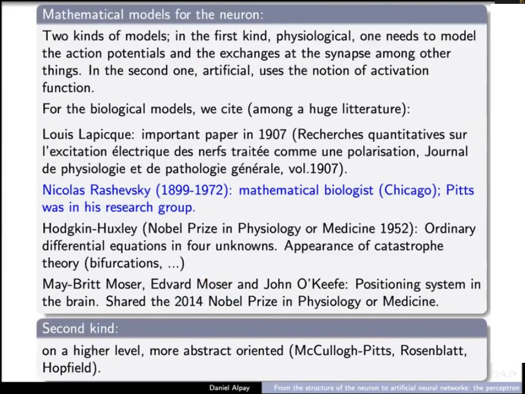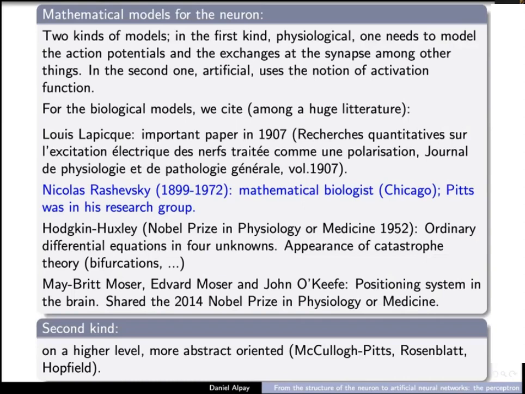But let's talk about the models. In the mathematical models, you can think of two kinds of models at least. One would be based on physiology. These are not the models of interest for us, but I will mention them. And then models on a higher level, more mechanical. For biological models, there is of course a huge literature. I would like to mention a paper from 1907, Louis Lapicque, Recherche quantitative sur l'excitation électrique des nerfs traités comme une polarisation. And this model is still valid.